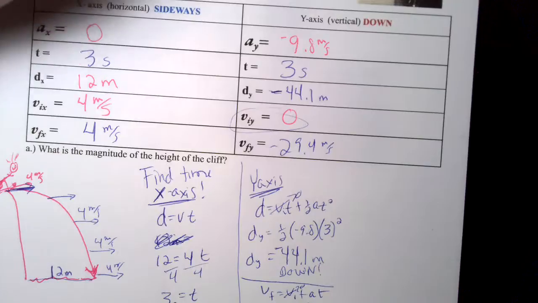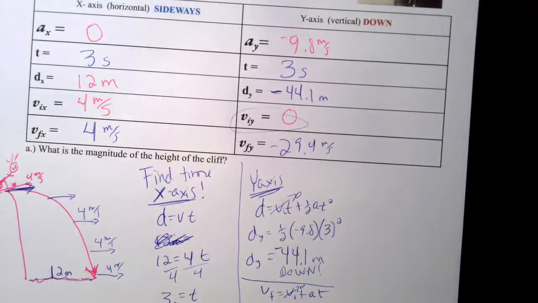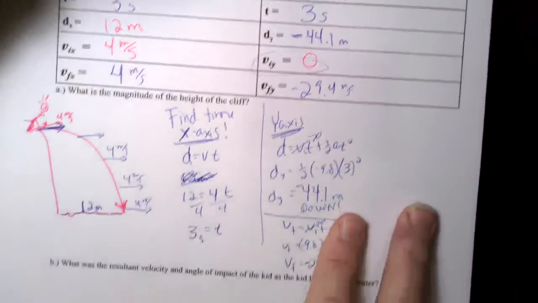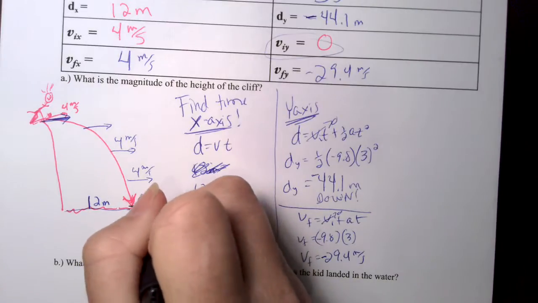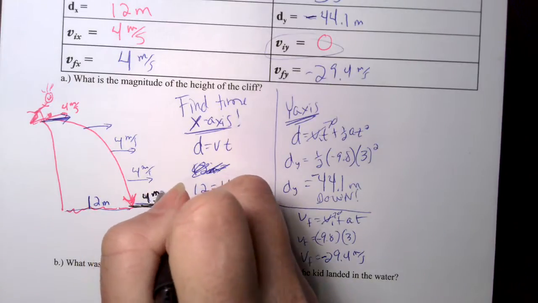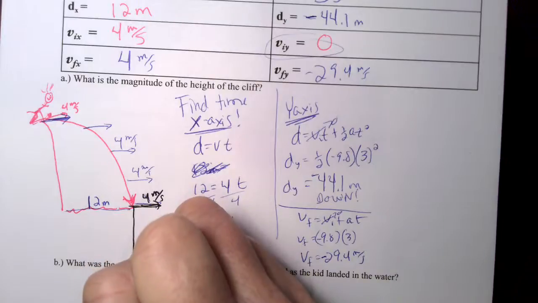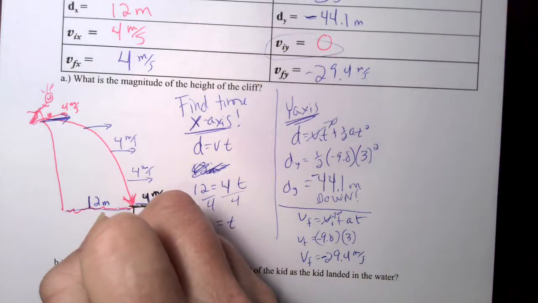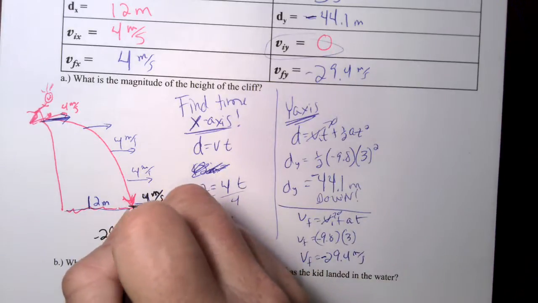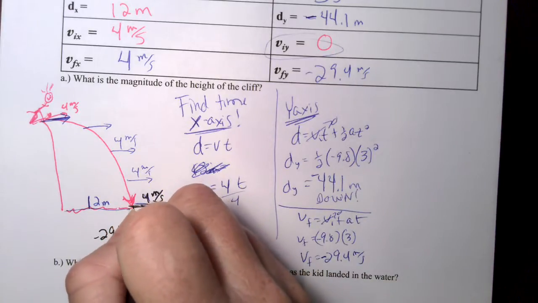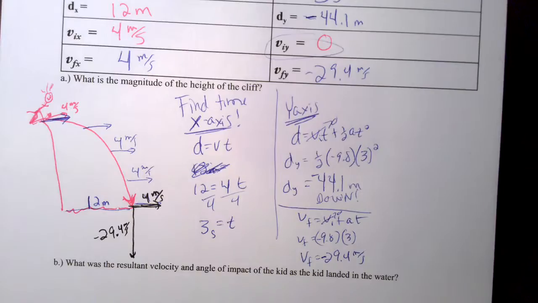All right, now we gotta bring it all in. I gotta do the other part. So now you have 4 meters per second going this way, and then you get this one, 29.4. Technically it's negative, right?